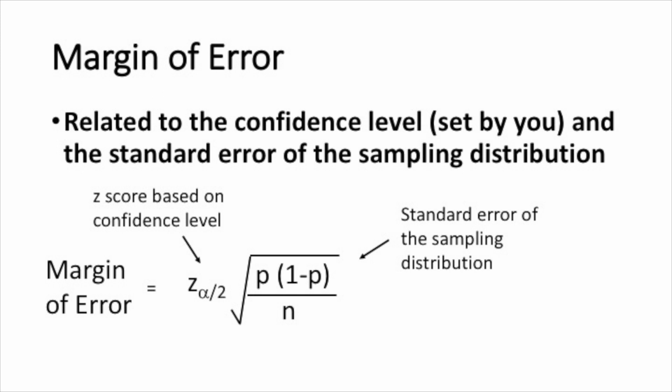There are two factors that determine the margin of error. One is a confidence level, and that's something that you set as the researcher, and the second part is the standard error of the sampling distribution. Here you see the formula for the margin of error. The first part is a z-score, and that's based on the confidence level that you set, which I'll show you what that means in a second. But the notation is z subscript alpha divided by 2. And then the second part is the standard error of the sampling distribution. That's the square root of the proportion you get from the sample, times 1 minus the proportion, divided by n, which is the sample size.